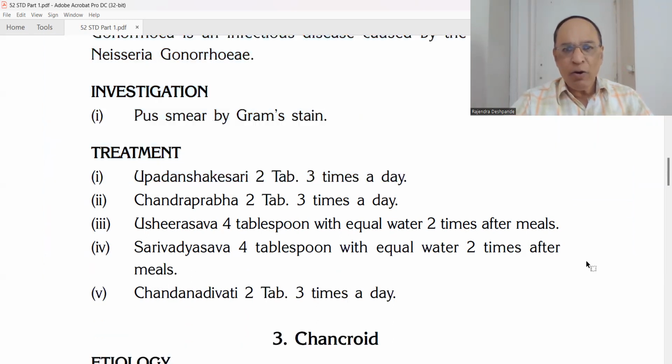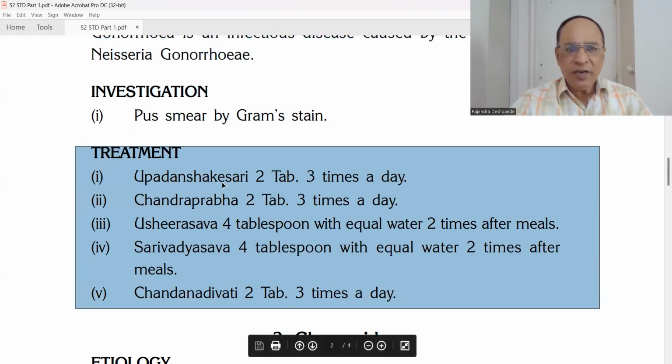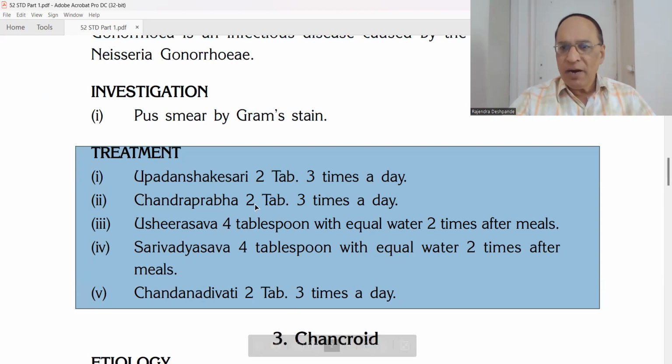What we can do according to Ayurveda, for example, Upadansha Kesari. This is a tablet, 2 tablets 3 times in a day. Chandra Prabha tablet, 2 tablets 3 times in a day. Then Ushira Asava. Ushir is a khas, that is a typical type of grass which is cooling in nature.